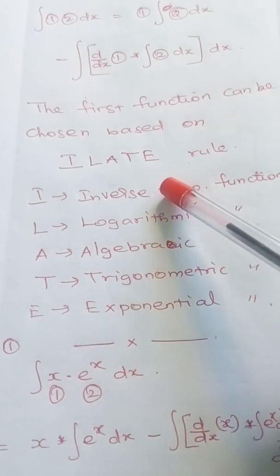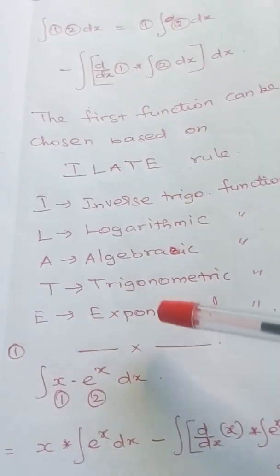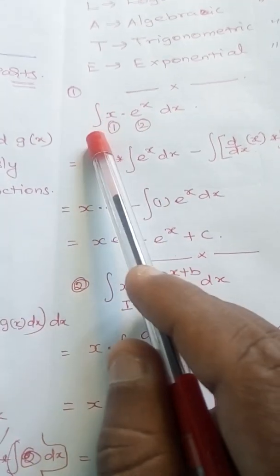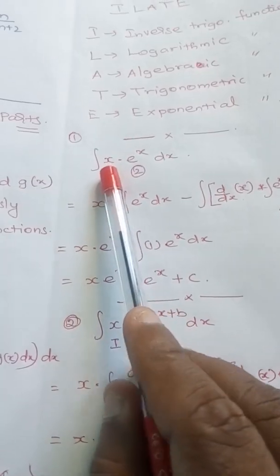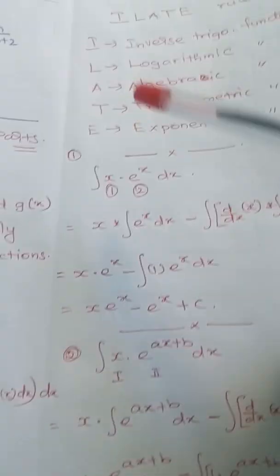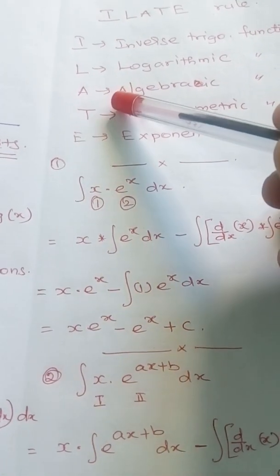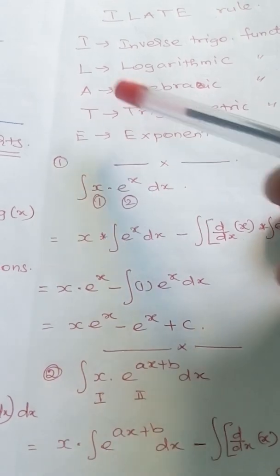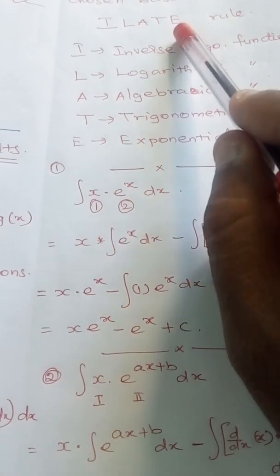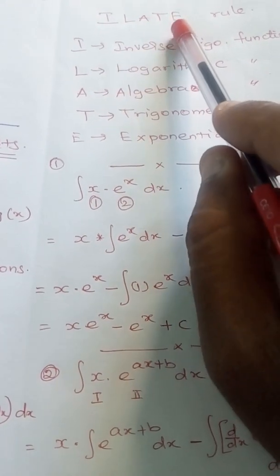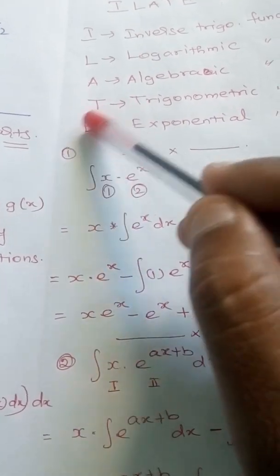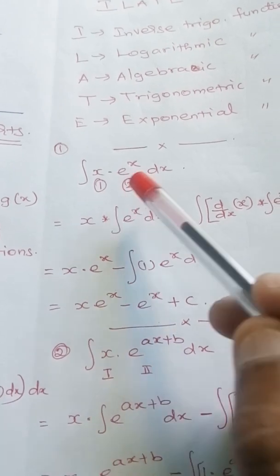I hope you understand this. We will solve one problem related to it, then it will be very easy for you. Now we need to find the integration of x times e^x. x is considered as the algebraic function. You know that e^x is an exponential function. As per the ILATE rule, when you have an algebraic function and an exponential function, you must consider the algebraic function as the first function, because when you compare A and E, A comes first. Hence the algebraic function is the first function, and the exponential function is the second function.